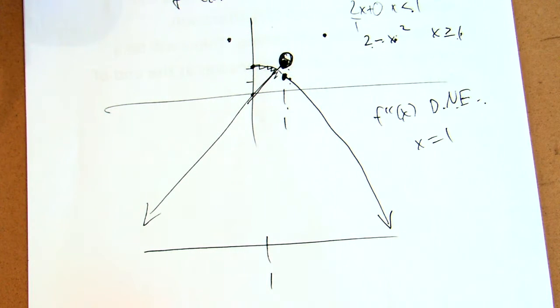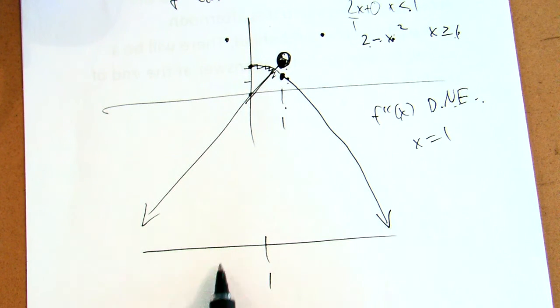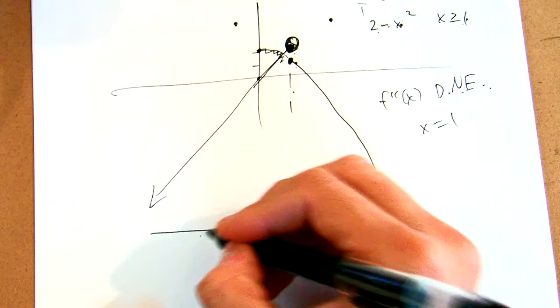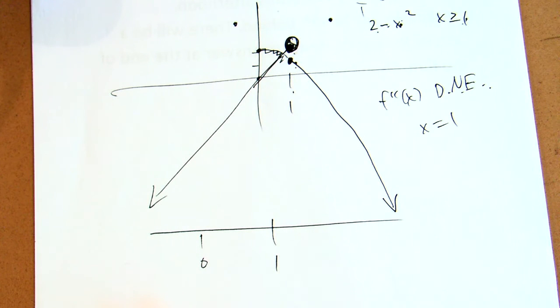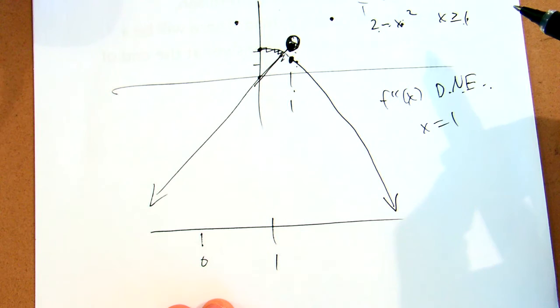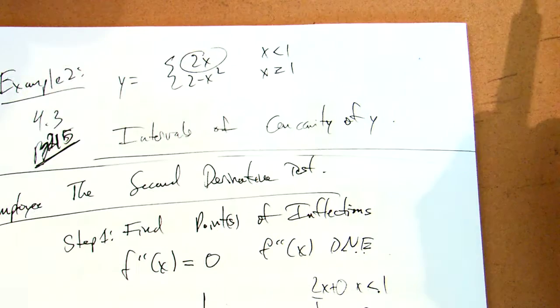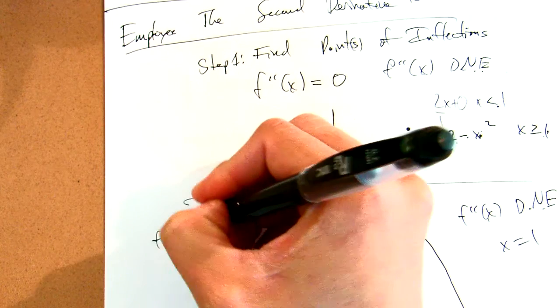You already know what's going to happen. We're going to plug in values to the left of 1 and to the right of 1. So the first thing we do is pick 0. We're going to plug it into the second derivative. Aha, but I have two functions. Which function is to the left of 1? So f of x is 2x.